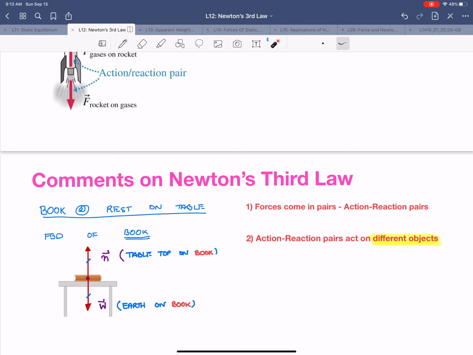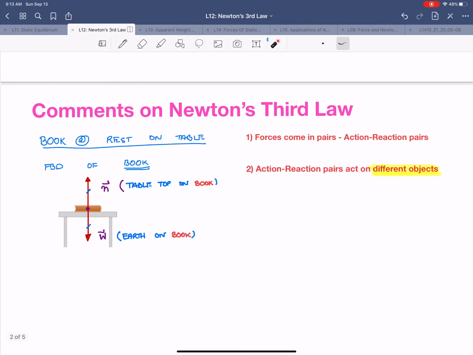So let's look at a simple situation. You've got a book at rest on a table. If I were to ask you to draw a free body diagram of the book, you would say, well, there is the weight of the book acting in the downward direction, and this is the force that the earth exerts on the book. And here is the normal force that the tabletop exerts on the book. And since this book is not accelerating, these two forces are equal in magnitude and opposite in direction.